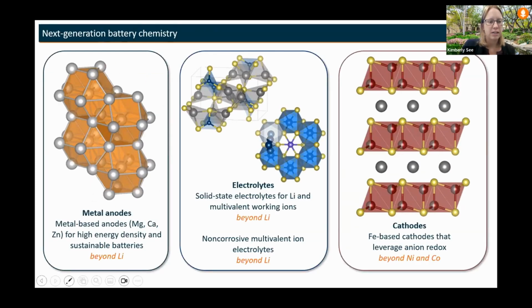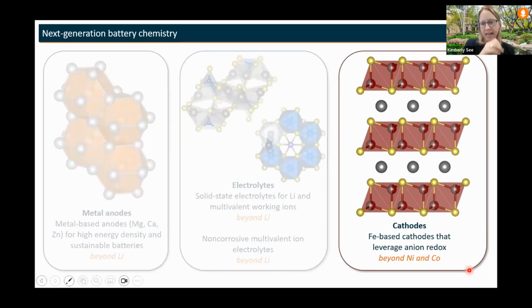We work on metal anodes, which focus on using things like magnesium, calcium, and zinc. We work on electrolytes that conduct these unconventional ions. And we also work on the cathode side, where we're focused on iron-based cathodes that have similar energy densities to the materials that have nickel and cobalt, but don't contain any nickel and cobalt. I'll touch on all three of these today, and I'll go into a little more detail on the cathode side, which is where I'll start.